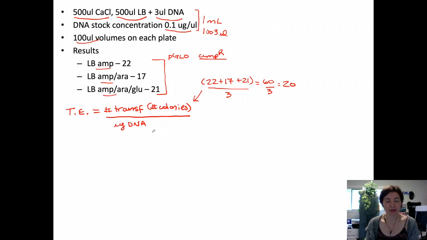And this is usually the trickier part for most people. So what we have to do is really understand what's happening in the transformation. So what I basically told you is that in the transformation tube, we had a total volume of about 1,000 microliters. It was really 1,003, but I'm rounding down just to make the math a little bit simpler, and you can do that too. 1,000 microliters is the total volume because we added this much calcium chloride, which is a liquid, and this much LB, which is another liquid, and so we have this total volume.